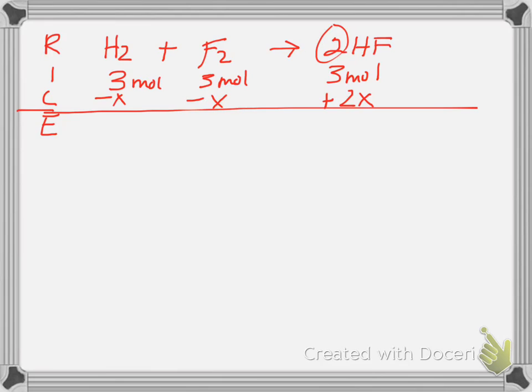Yes? Oh, I forgot to do that there. Yeah, it is, yeah. Sorry. Habit to just do an arrow. It's a double arrow. Okay? So at equilibrium, the hydrogen is going to be 3 minus X. F is going to be 3 minus X. And the HF will be 3 plus 2X. Okay?